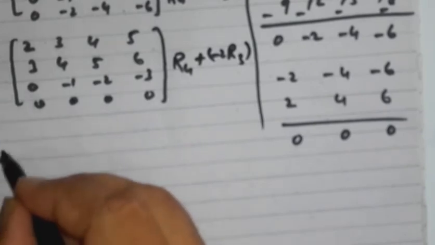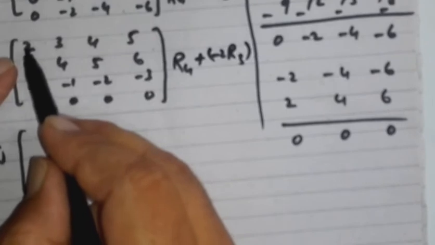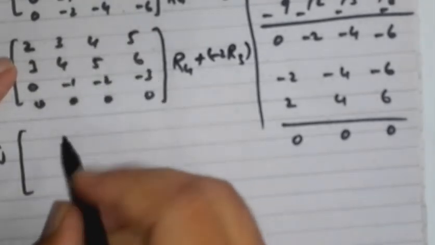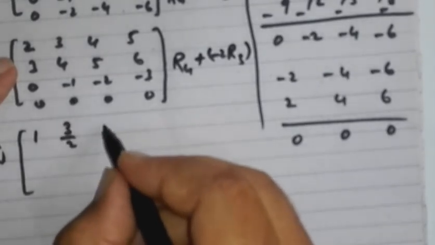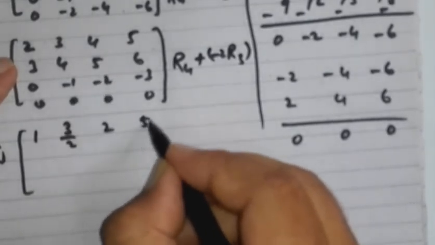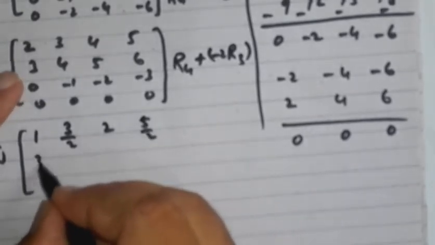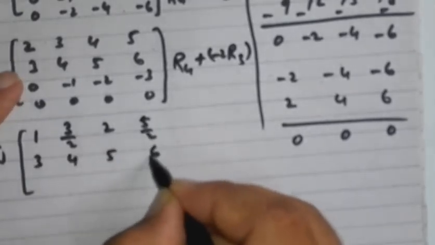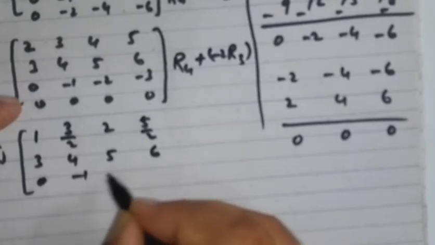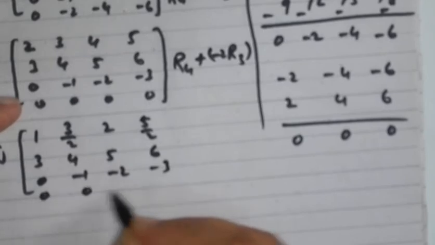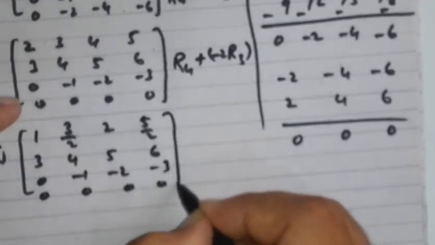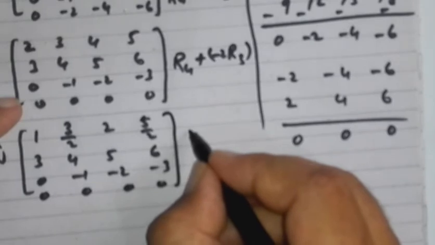Now row operation. Divide this row first by 2. So we get here 1, 3 by 2, 4 by 2, we get 2, and 5 by 2. And write it on its place: 3 4 5 6, and here 0 -1 -2 -3, and here 0 0 0 and 0. How? 2 by 2 is 1.